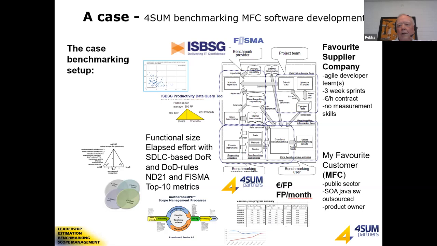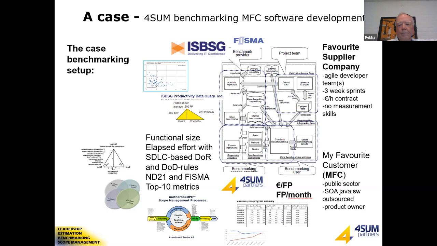And they work on a money per hour contract. And then they don't have measurement skills really. So they need to be helped in data collection. On the left corner downstairs is the FiSMA Partners, which is my company. So we have agreed about benchmarking with my favorite customer.